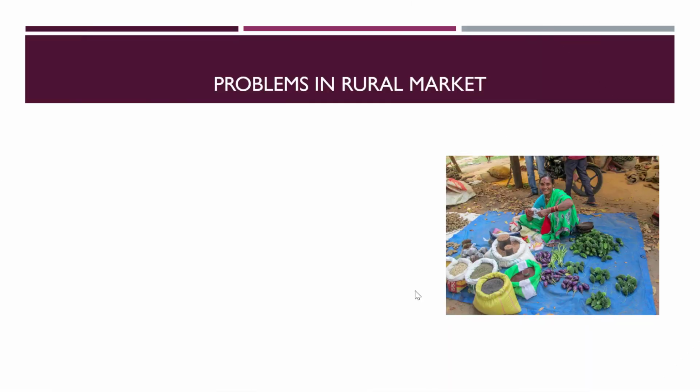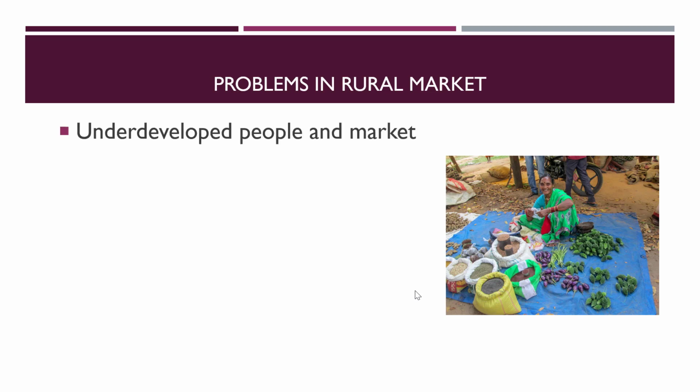But there are certain problems in the rural market. Let us understand and know them one by one. Number one is underdeveloped people and market. So specifically, if you look at the rural market, it is an underdeveloped market. The market is also in the process of development.